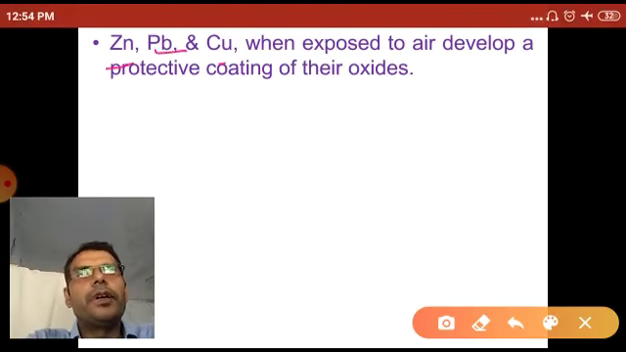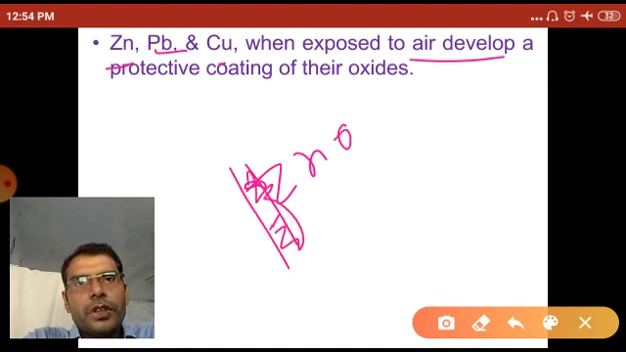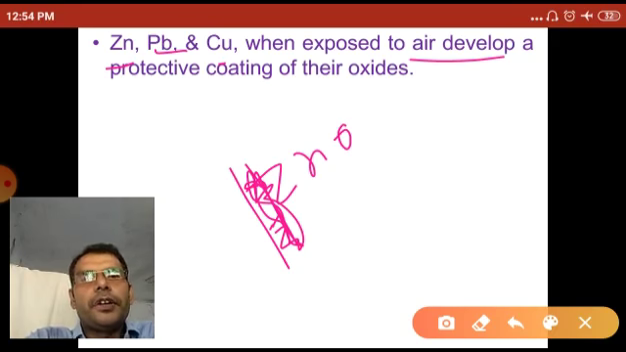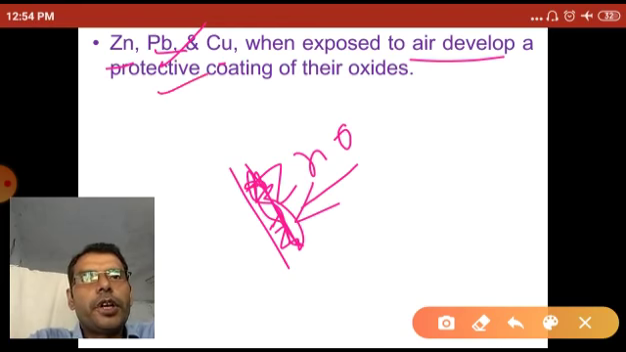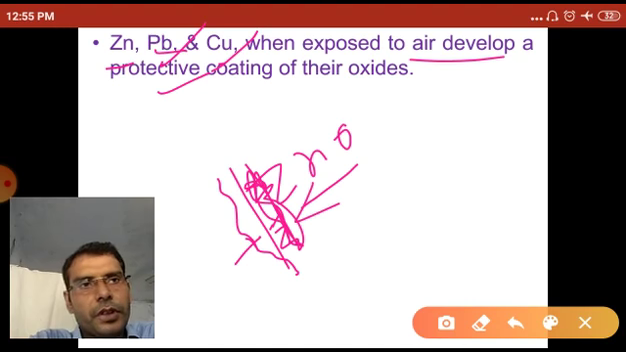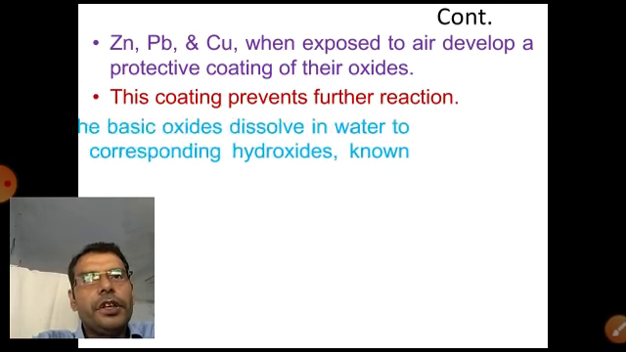Zinc, lead and copper, when exposed to air, develop a protective coating of their oxides on the surface, and this prevents further oxidation. So zinc develops a protective coating of its oxide. Lead also develops a protective coating of its oxide. Copper also develops a protective coating of its oxide on its surface exposed to the atmosphere. And this coating prevents further reaction.